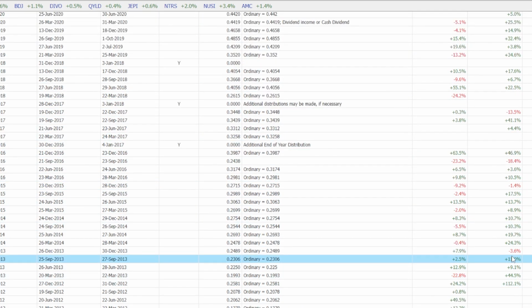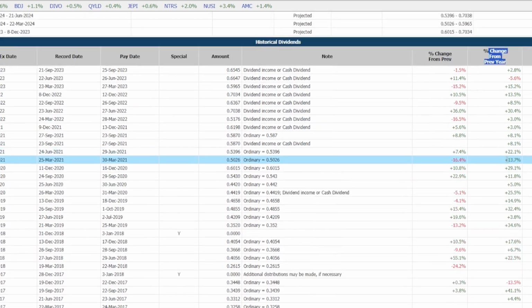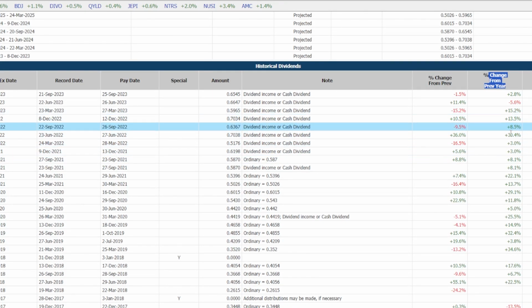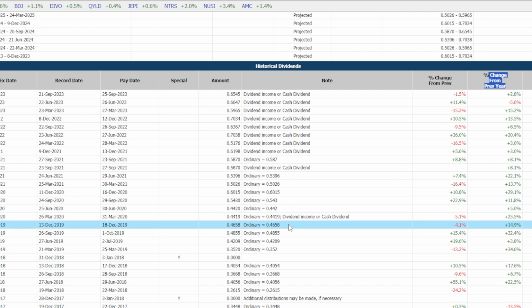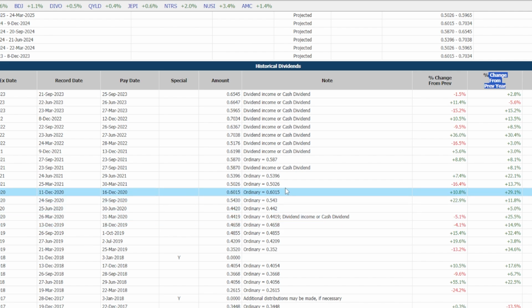And as you can see, pretty much since inception, this ETF has been paying more and more and more year over year. For example, take December of 2020. The dividend that was paid was 29.1% more year over year, which is a massive, massive increase. Now, to be specific, this dividend paid was 60 cents, and the previous dividend paid the previous year was 46 cents per share.